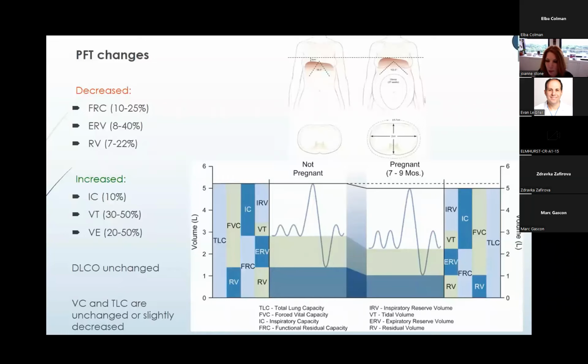And we don't see any changes in the diffusing capacity of the lung for carbon monoxide. So no changes really physiologically in the A-a gradient. The vital capacity and the total lung capacity are almost always unchanged or might be slightly decreased.